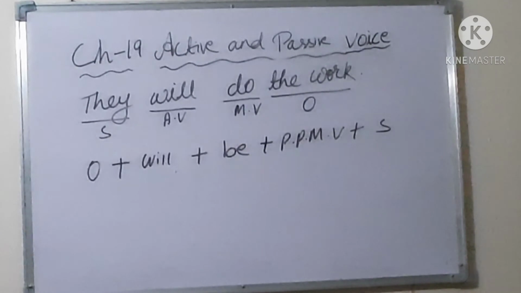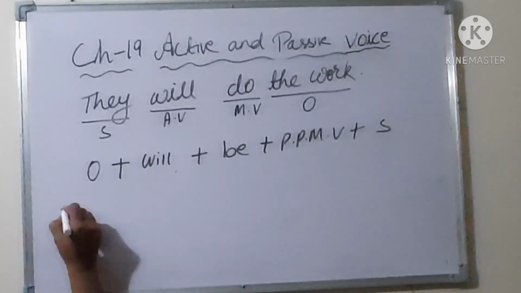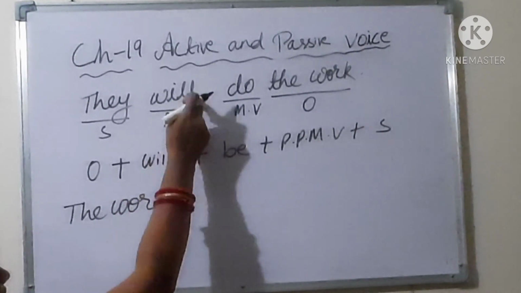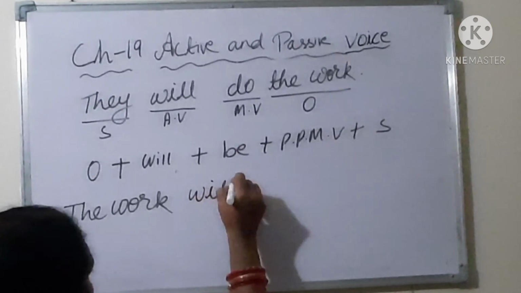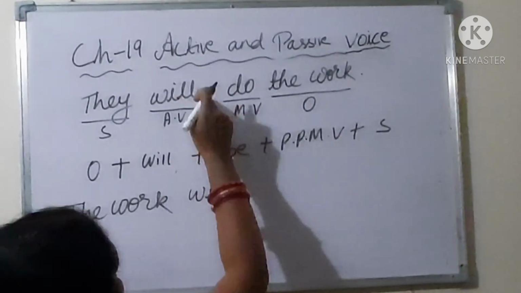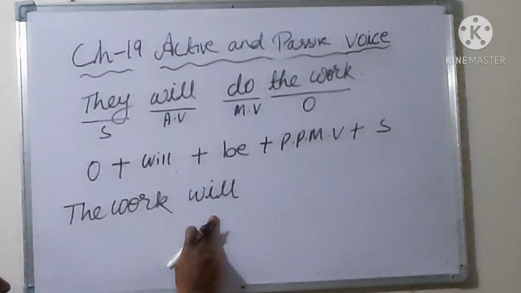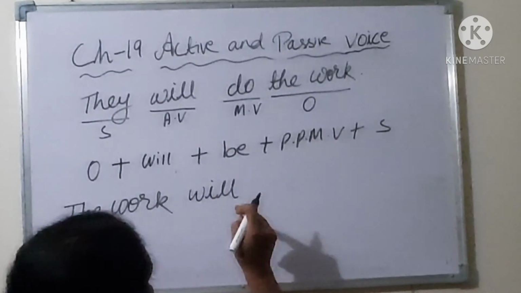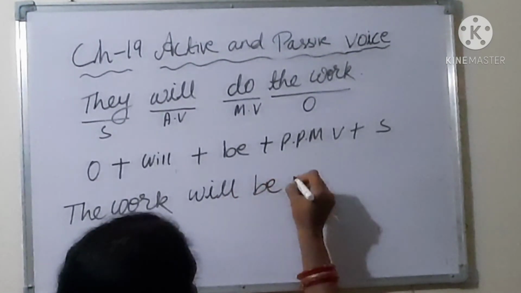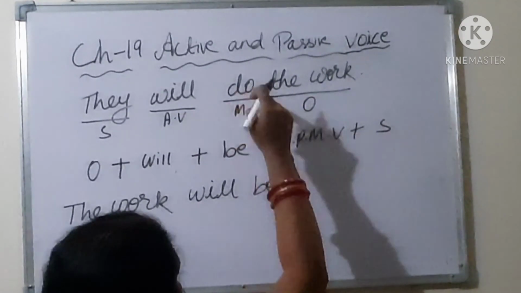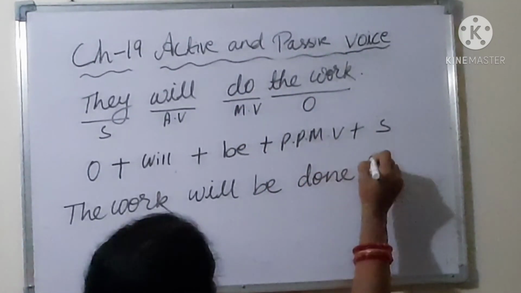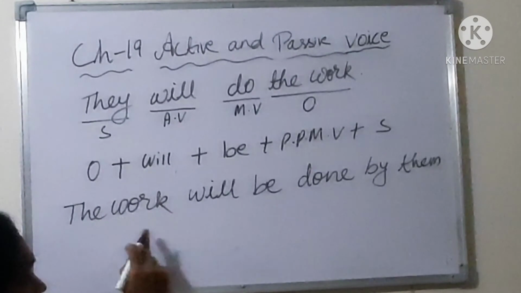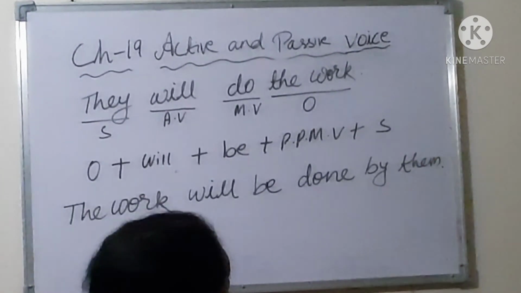So, the sentence will be: the work. The object will come first. Here will is used, so we will write will. If shall is used here, then we have to write shall. But as will is used here, that's why we will use will. Next, be, then the past participle form of the main verb do, which is done, by them. The work will be done by them.